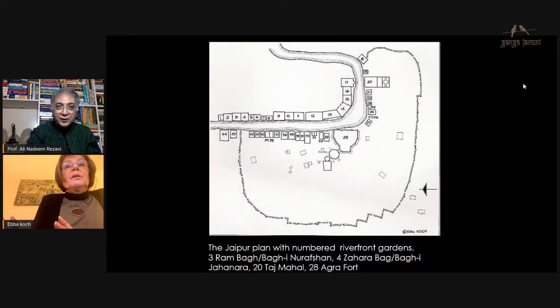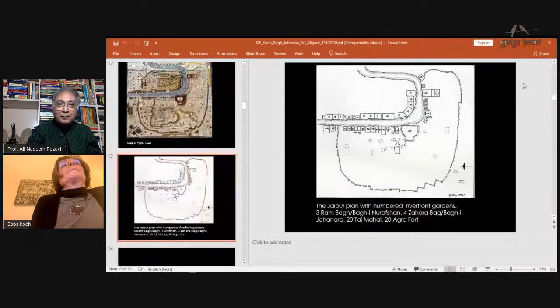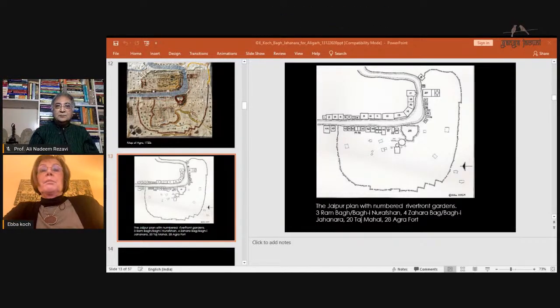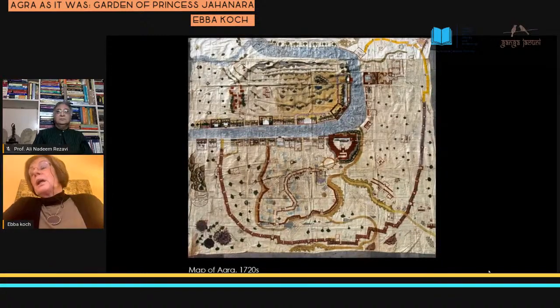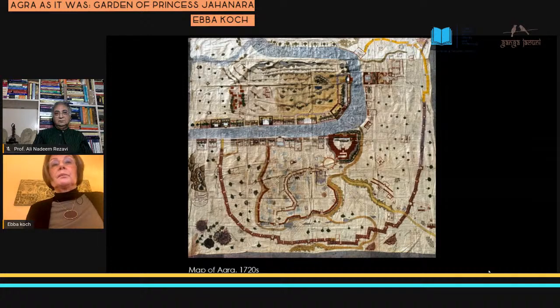So now, Professor Koch, can you also tell us something about this particular map that people would be interested in? I mean, the significance of this map. This map was prepared in the 1720s, in the course of the construction of Jaipur. The Maharaja obviously developed interest in the famous Mughal sites and had his map of Agra prepared, and also maps of the forts and some of the gardens. So it's kept in the Jaipur Palace Museum today.